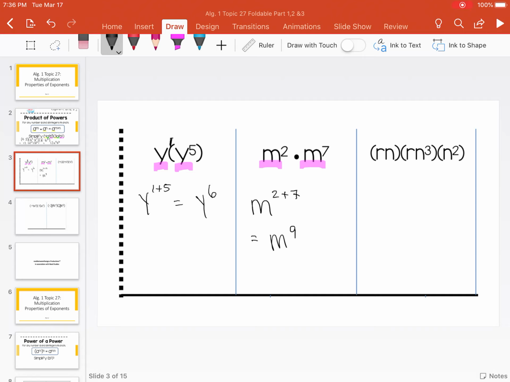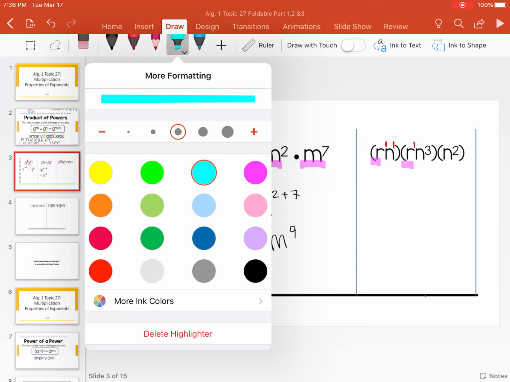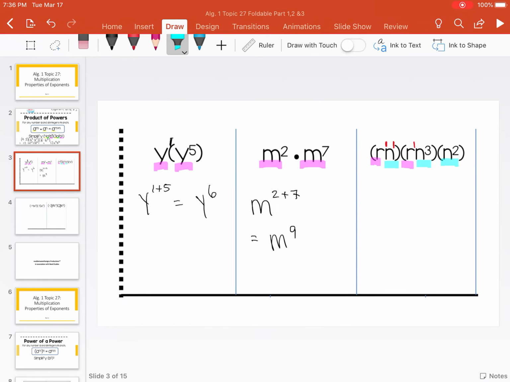Okay. Next, what we have is r n times r n cubed times n squared. So everywhere that I don't see an exponent, I see a lot of variables here, I'm going to write a 1 because that is my exponent there. So when I regroup, I have my r variables here, and I'll have my n variables here. So when I rewrite it, it's going to be super handy. So we have r to the 1 plus 1 times n to the 1 plus 3 plus 2. So if we simplify this, we get r squared times n to the 1 plus 3 is 4, plus 2 is 6, n to the 6th. So my problem here is r squared n to the 6th.